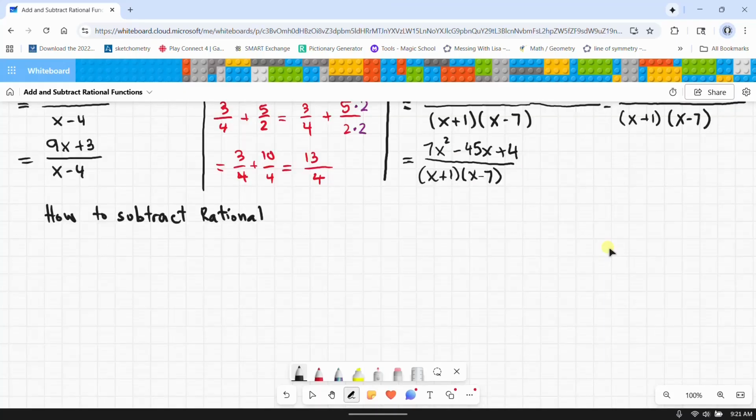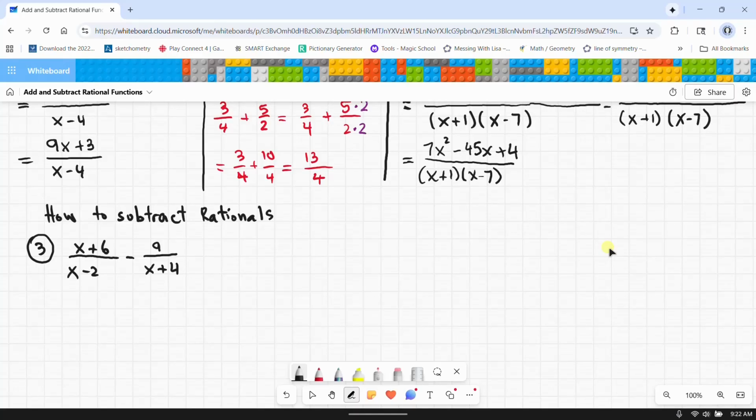So now let's do an example. So let's say we have x plus 6 over x minus 2 minus 9 over x plus 4. So now we have a subtraction rational problem.